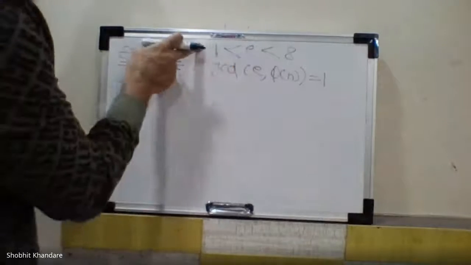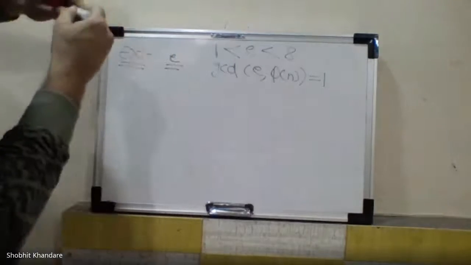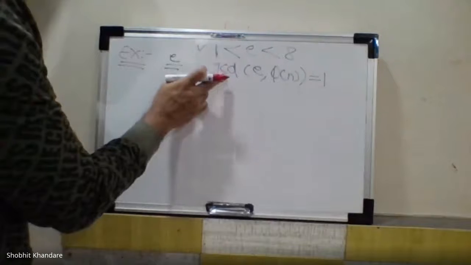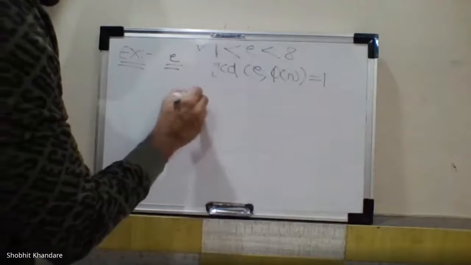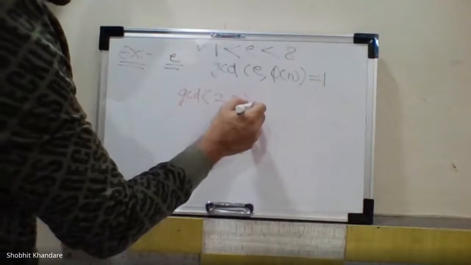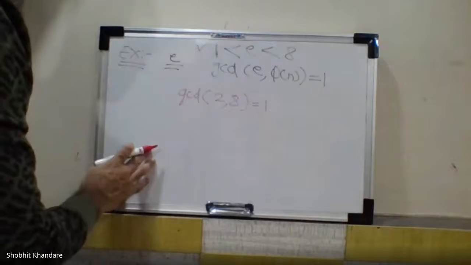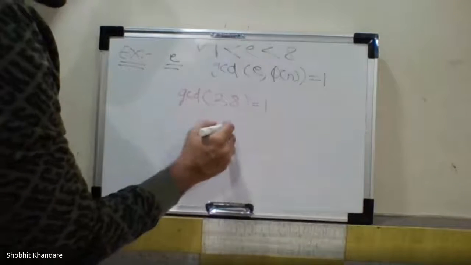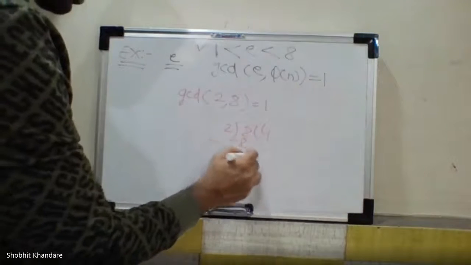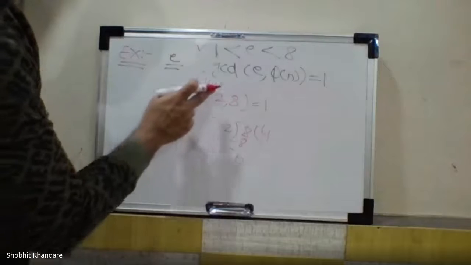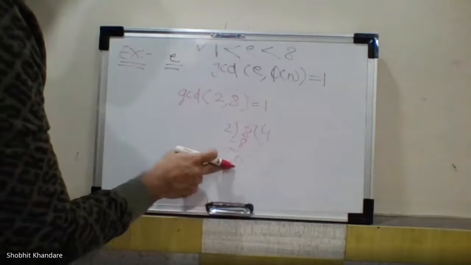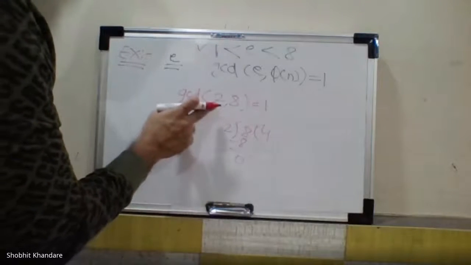So what will happen? The first condition is satisfied. What about the second condition? That means the GCD of 2 comma phi of n, which is 8, should give the value of 1. But the GCD of 2 comma 8 is 2 divided by 8... 2 fours are 8, and the remainder is 0. So I cannot take the value of E as 2, because I'm getting the remainder as 0.